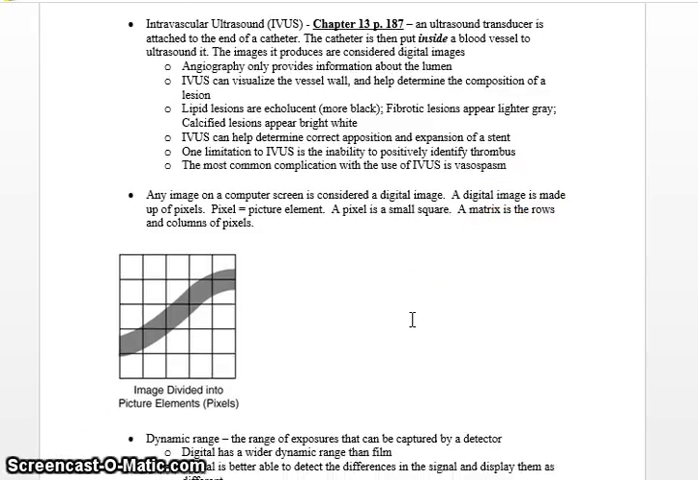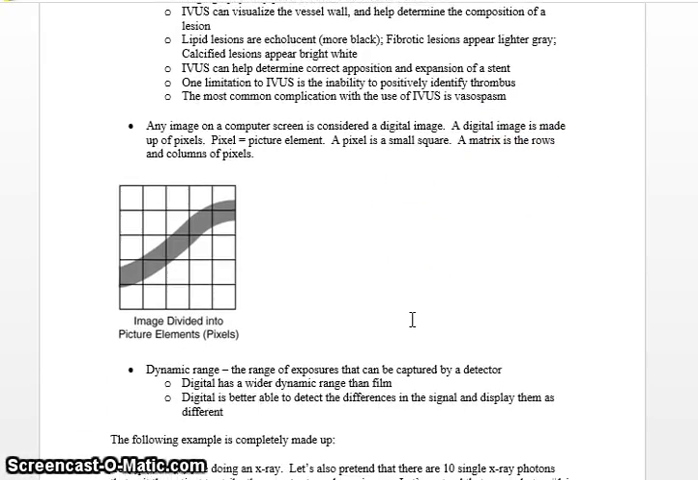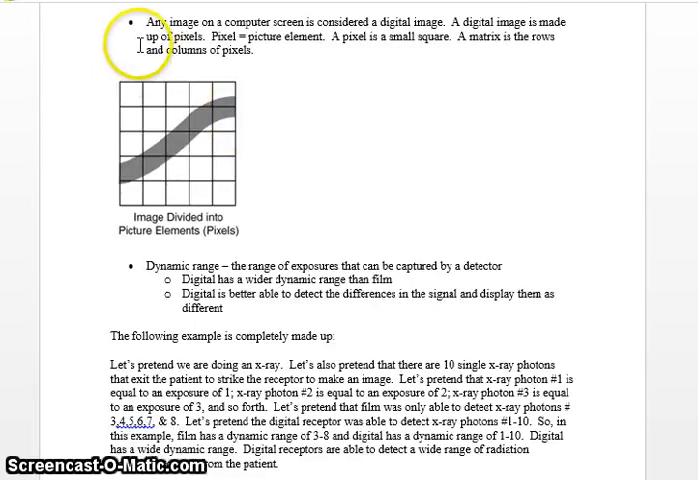Okay, so moving on now to aspects of a digital image, and any image on a computer screen is considered a digital image. So that includes an image on a phone, an image on a tablet, an image on a computer monitor, any type of computer screen is considered a digital image. And all digital images are made up of pixels, which are tiny little squares. The word pixel stands for picture element.